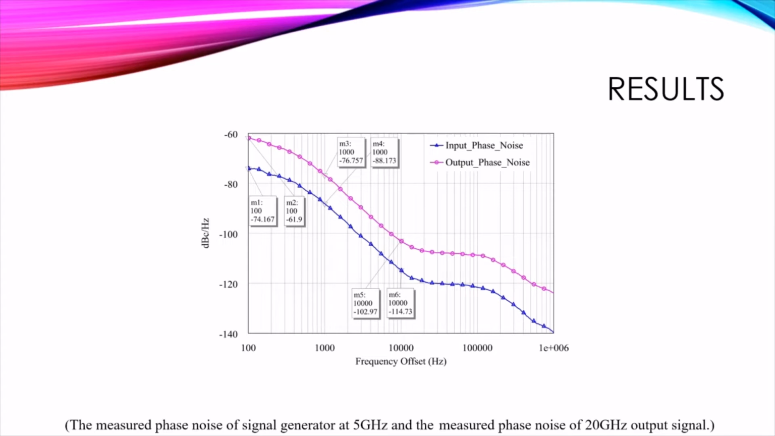In this figure, M1 and M2 illustrate the input and output phase noise respectively at 0.1 kHz offset. M3 and M4 show the input and output phase noise respectively at 1 kHz, and M5 and M6 illustrate the input and output phase noise respectively at 10 kHz offset frequencies. As can be seen from the phase noise measurement results given in this figure, the phase noise degradation is approximately 13 dB for 0.1 kHz, 1 kHz, and 10 kHz offset values.